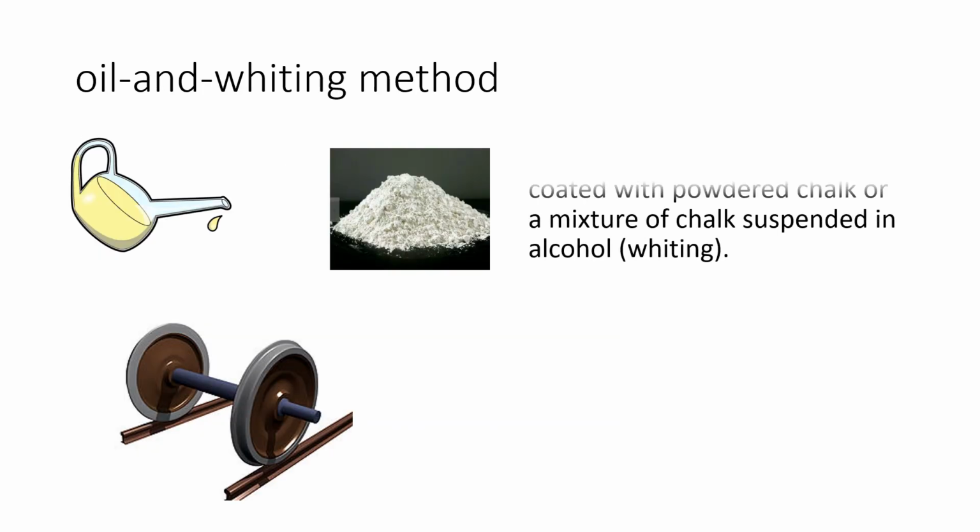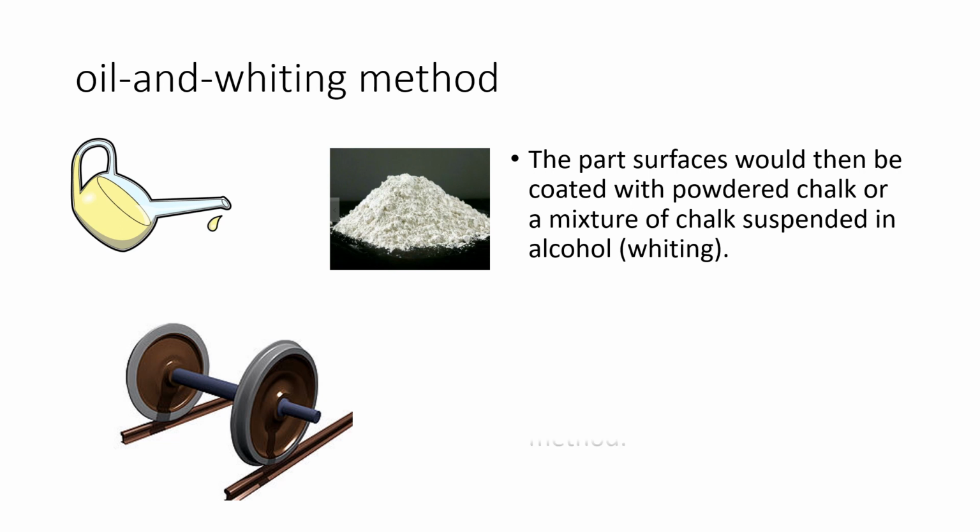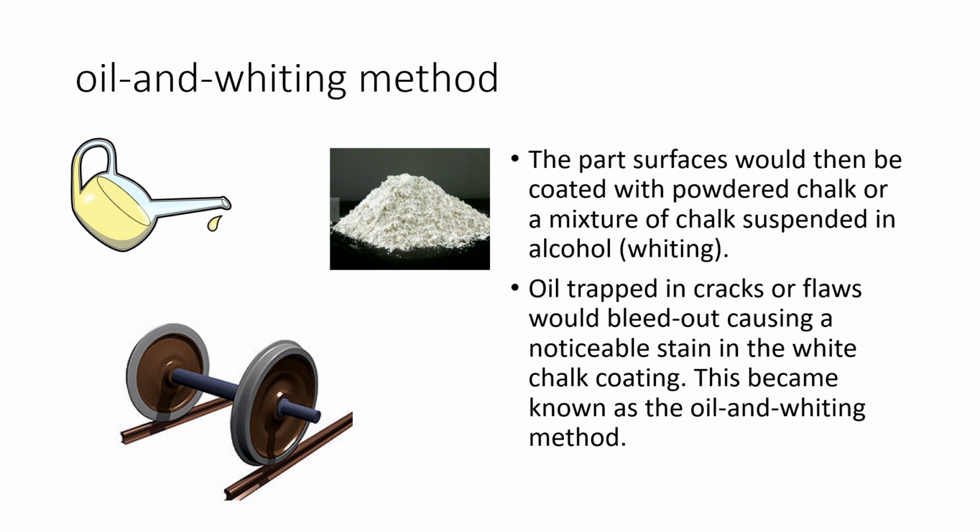Well, this became known as the oil and whiting method. The part surfaces would then be coated with powdered chalk or a mixture of chalk suspended in alcohol. They'd put that on there, and that would draw the oil trapped in the cracks or flaws, which would bleed out onto the white chalk and leave a noticeable stain in the white chalk coating. This is the background of it.